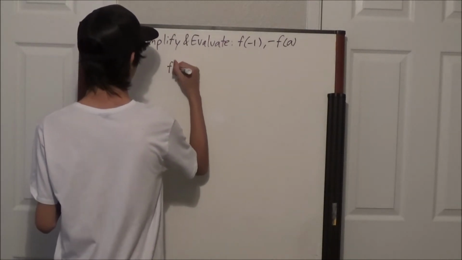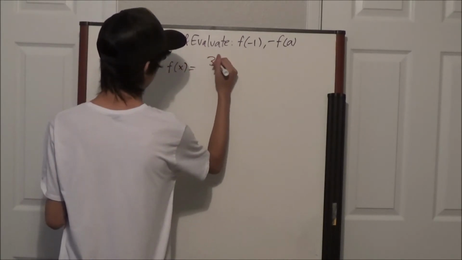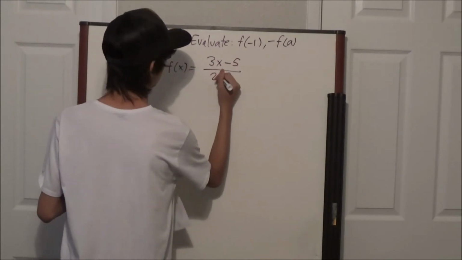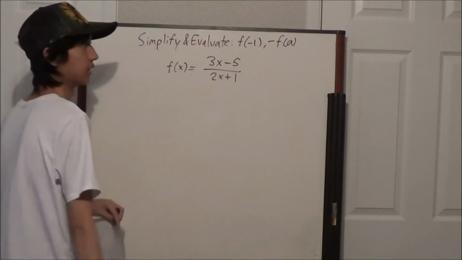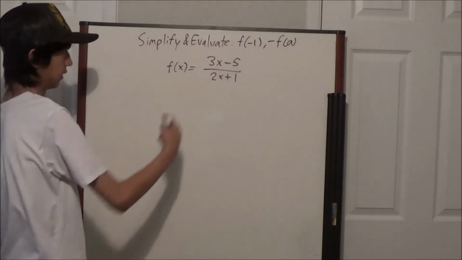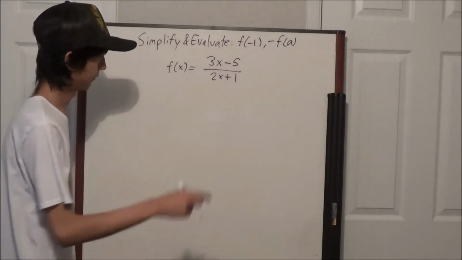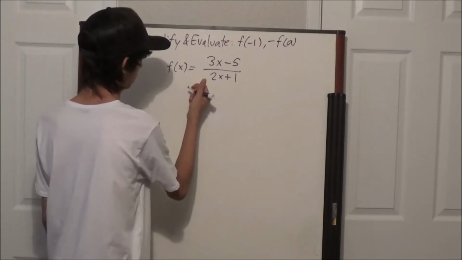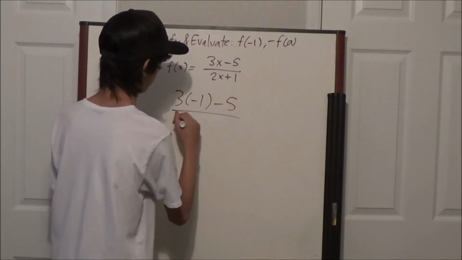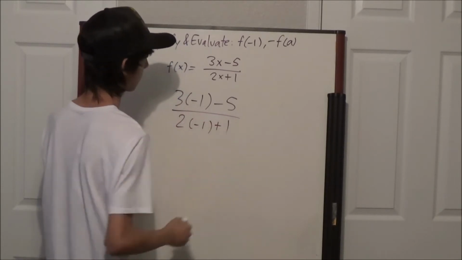f of x is equal to 3x minus 5 all over 2x plus 1. Okay, so again we're going to start plugging in negative 1 into this function. So we're going to go ahead substituting negative 1 for x.